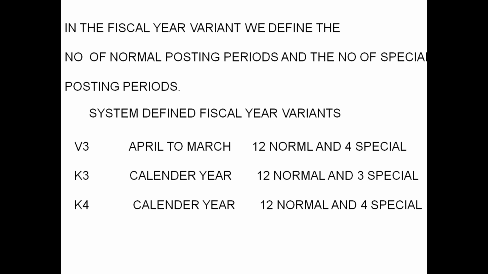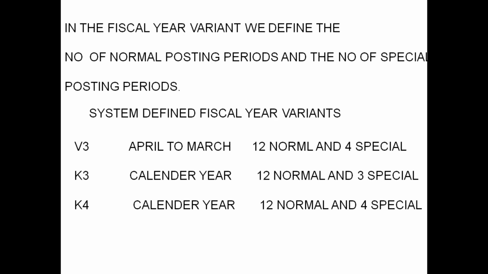Now, for example, if the client says that no, I don't want to take these two variants, what in that case can you do? You can just create another one, and that would be according to the requirement of the client. So if the client says that okay, I want to take only 12 periods, I don't want to take the special period, in that case, what will you do? You will create a variant, and it would be 12 plus 0, where you will have the normal period 12 and special 0.